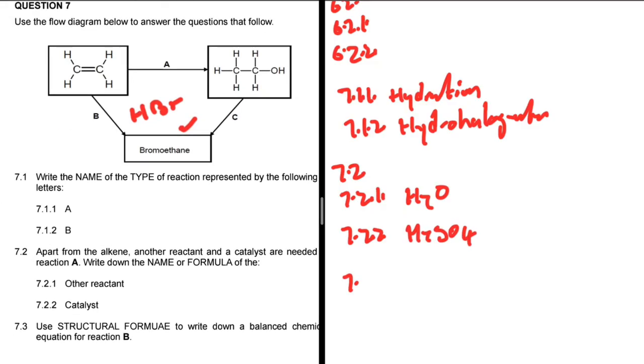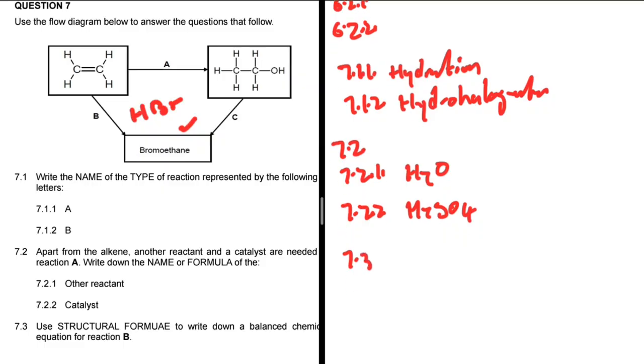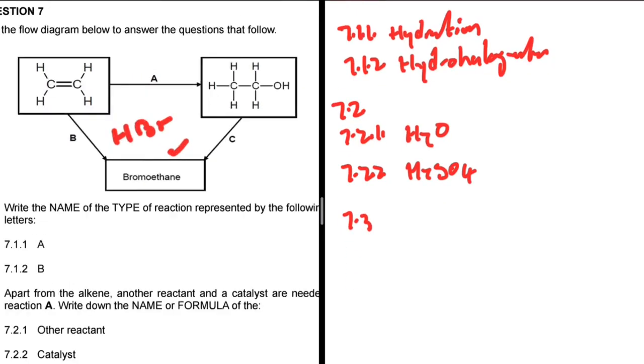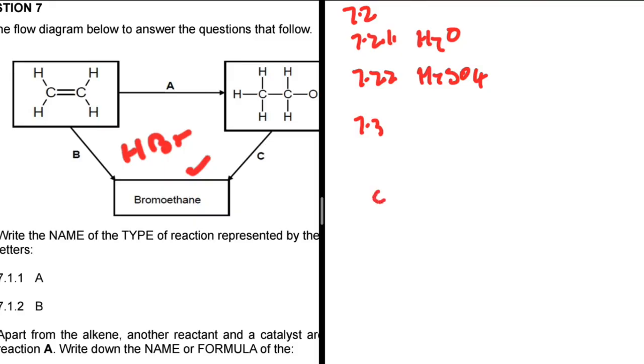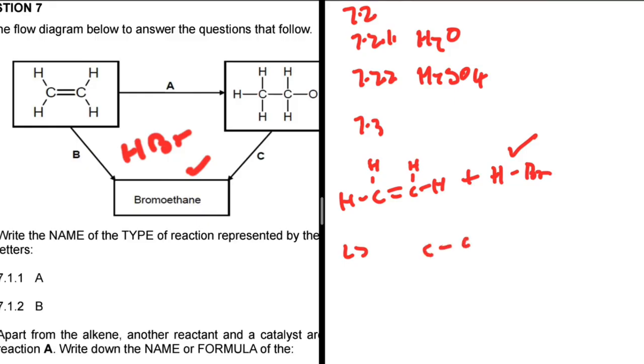Then the last question, 7.3, use structural formula to write down a balanced chemical equation for reaction B. So that is quite an easy one. We shouldn't spend a lot of time on this question. So plus HBr, we have a hyphen there to indicate the bond. HBr is not one thing. And then the answer, bromoethane. There we go.